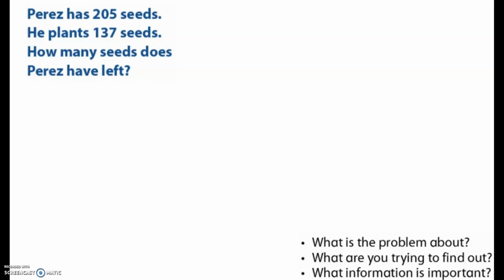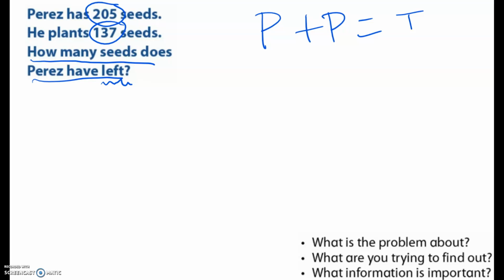Now it says, what are we trying to find out? Well, that's typically the question. How many seeds does he have left? And I'm going to put a little squiggly line under left because that's a key that we probably need to take away or subtract in this problem. And then when it says what information is important, what he started with is important and what he has left is important. So whenever we add and subtract, when we add, we take two parts and we find the total. And when we subtract, we start with the total and we take away one of the parts to figure out what the other part is.